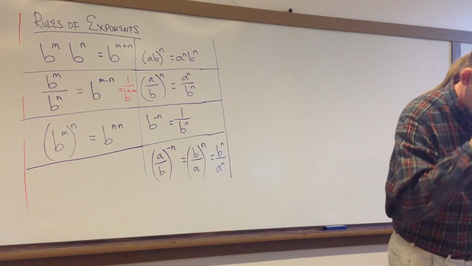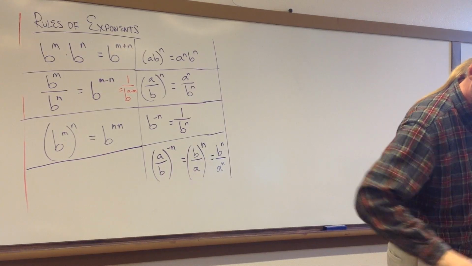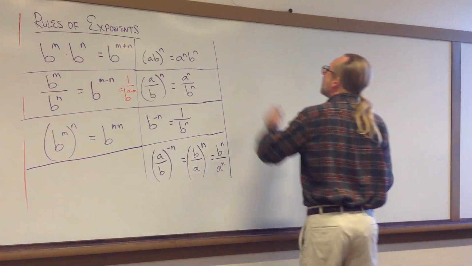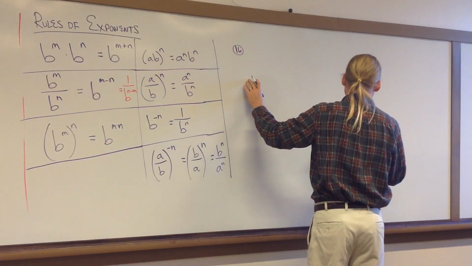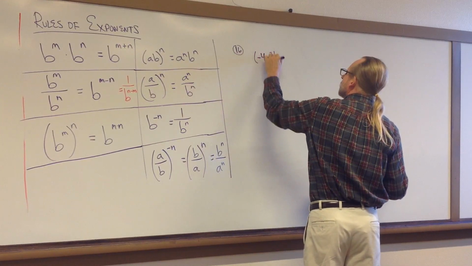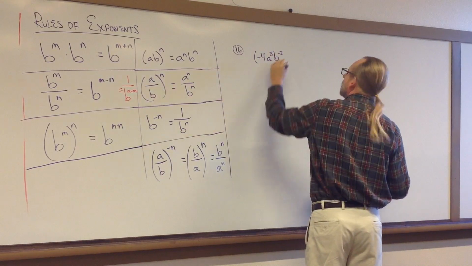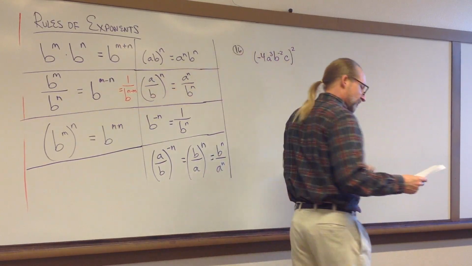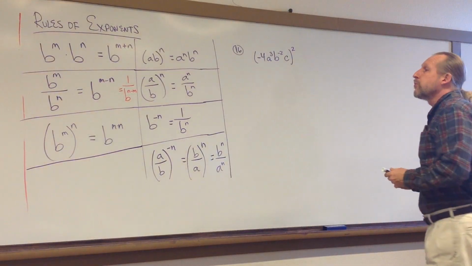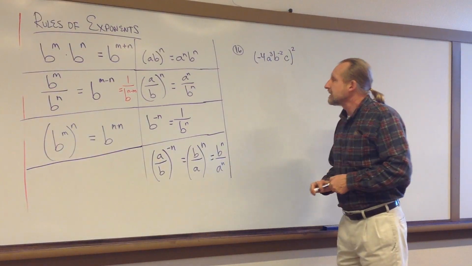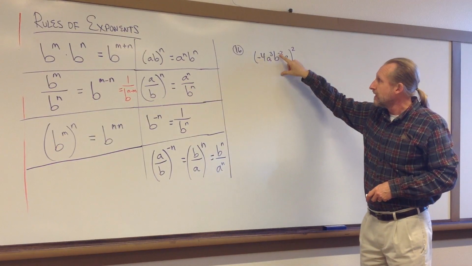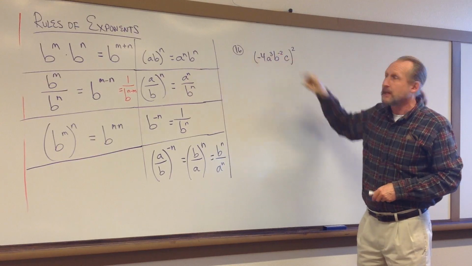Now let's look at the next page here. Okay, problem 16. We start out -4, a to the 3rd, b to the -2, c squared. All right. So, before I start to do this problem, one important thing that I want to talk about is the difference between a negative in front of a coefficient versus a negative in front of an exponent.